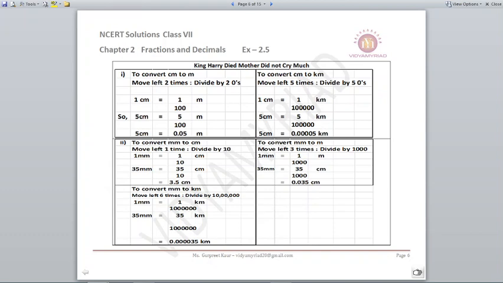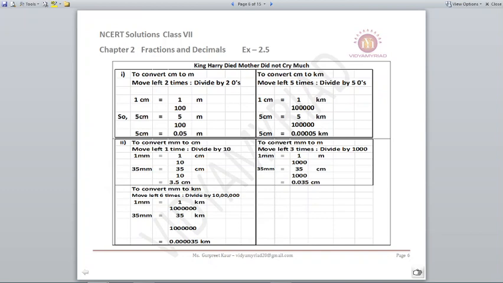Or if I want to convert it into a decimal, I will count how many places it should have. 5 places, because 5 zeros are there. The 5 is already there. I have to move to the left side. So how many zeros will I put? 4 zeros. So the total should be 5 places.